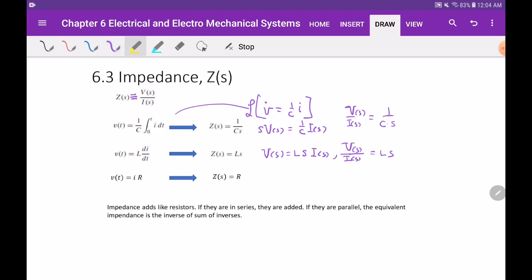So why is this useful? Because impedance is like resistors. If they're in series, you just add them together. If they're in parallel, you just add the inverses and invert one more time.